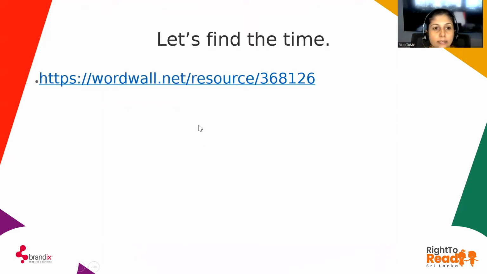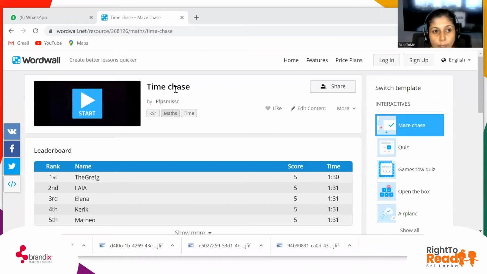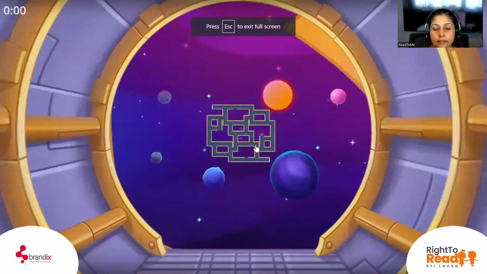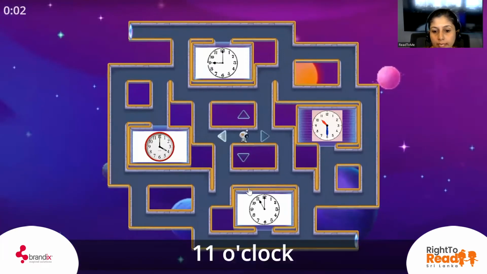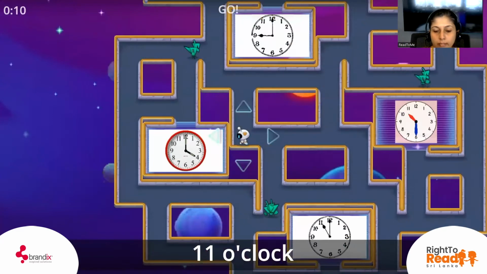Before moving on to the lesson, I want to give you an interesting game. You can use the link given below and play this game. In this game, you are going to find the correct time. There are 4 clocks. Now it's 11 o'clock. You have to find the correct clock. It's 11 o'clock.